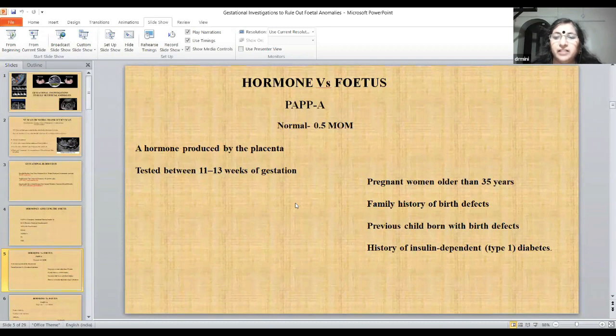when the pregnant woman is older than 35 years, has a family history of birth defects, a previous child born with birth defects, or a history of insulin dependent or type 1 diabetes. In these cases, PAPPA is to be done. Anyway, whether the mother is above 35 years or below 35 years, or even 20 years, the gynecologist tests this. So we are also testing this.